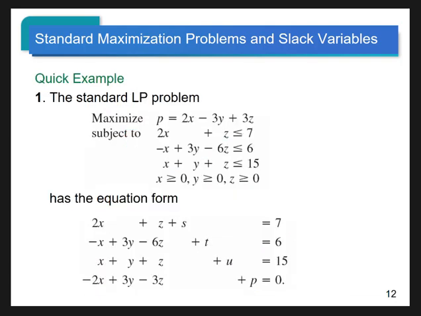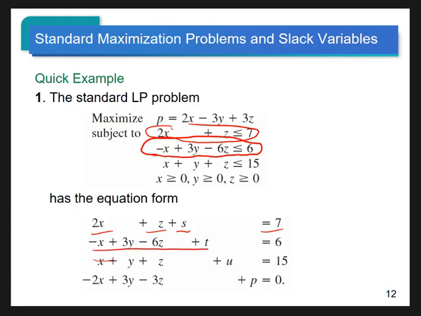So let's look at a simpler version, an actual version with numbers in it instead of the general application there. So here, this first constraint, 2x plus z plus s equals 7. We added that slack variable to get rid of the inequality. This will be negative x plus 3y minus 6z. We'll use t for that slack variable to make it equal 6.